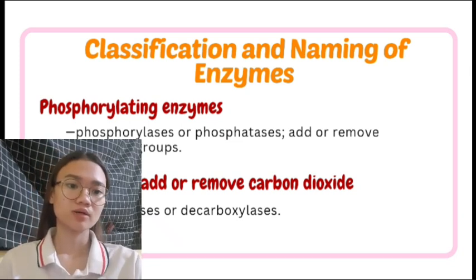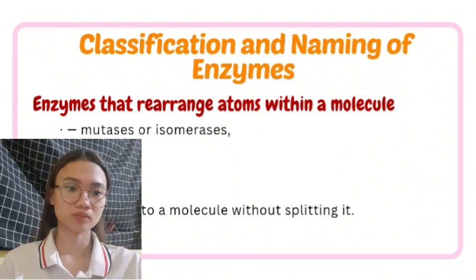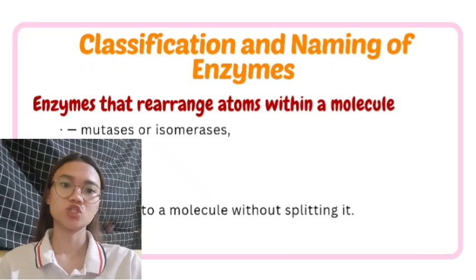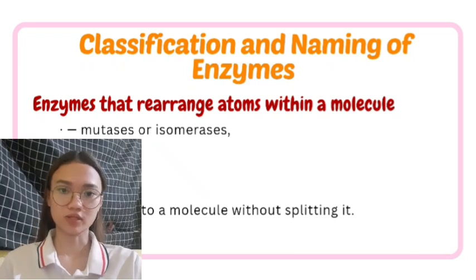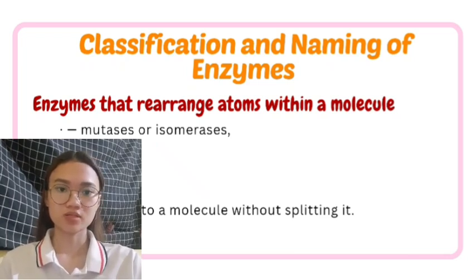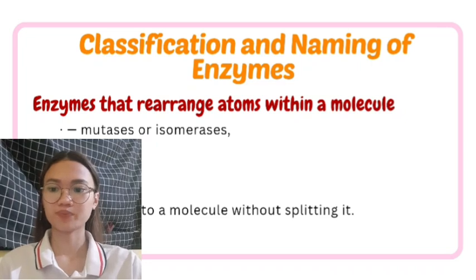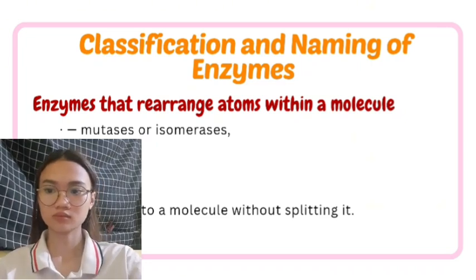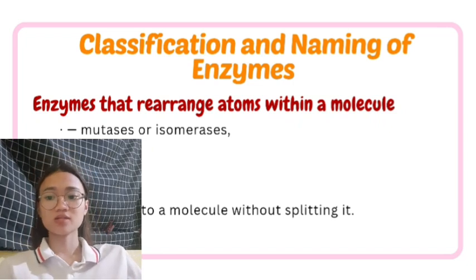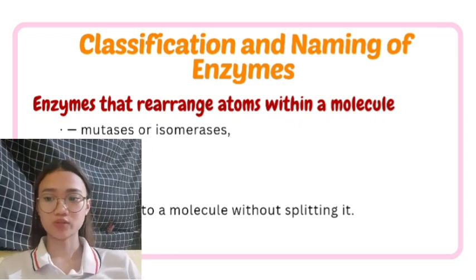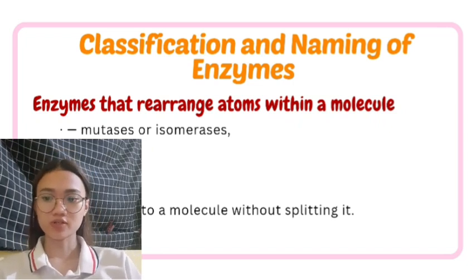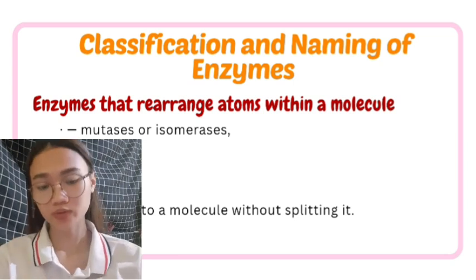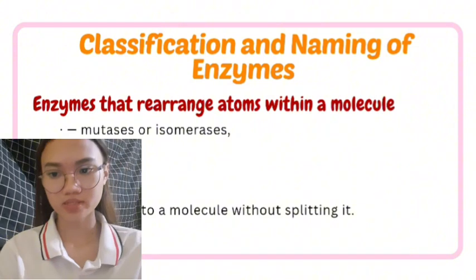So, next, we have the enzymes that rearrange atoms within a molecule. We have the mutase or isomerase. So, mutases are enzymes that catalyze the movement of a chemical group within the same molecule. Si isomerases naman, enzymes that convert a molecule into one of its isomers.